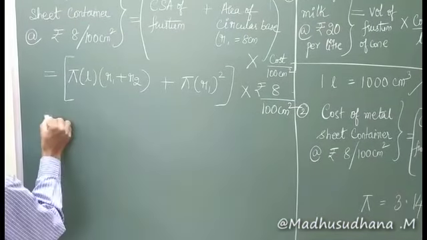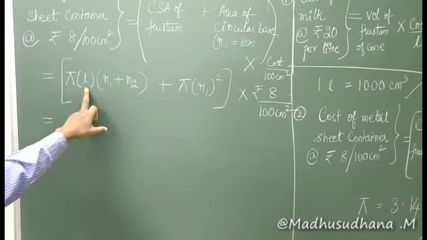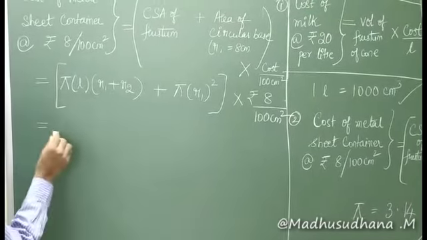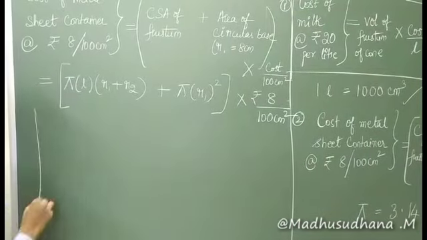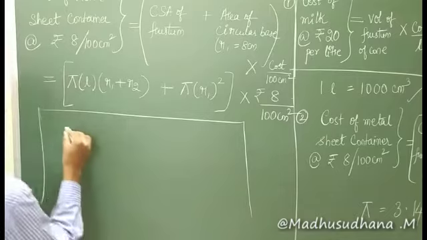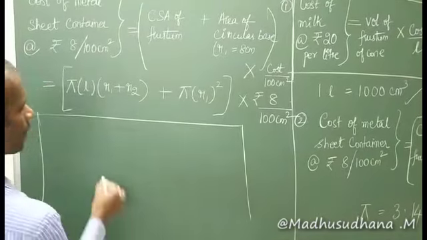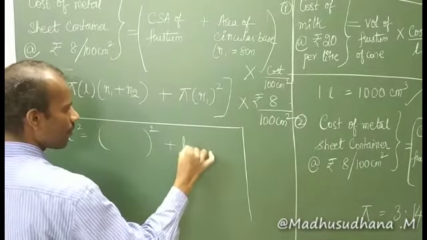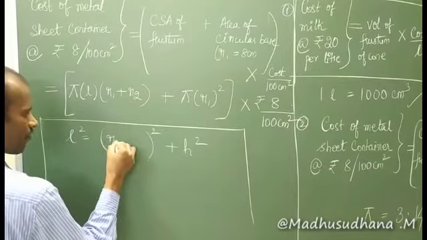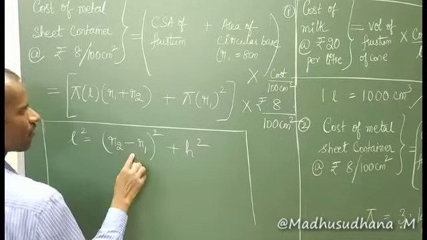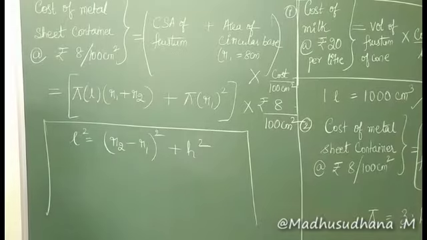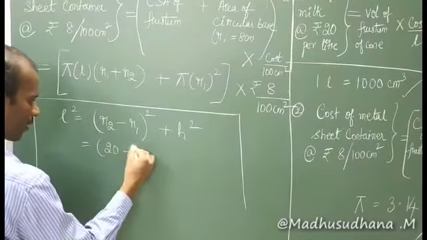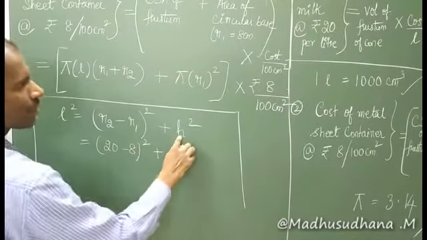So this is equal to, I think we don't have the value of L here, right? We have not found out the value of L. So even before we go for the further part of the question, let me start finding the value of L, or L square. L square is equal to R square plus H square, right? And R is always the difference of the radii. So R2 minus R1 is 20 minus 8, so this shall be 20 minus 8 whole square. And H is nothing but 16.